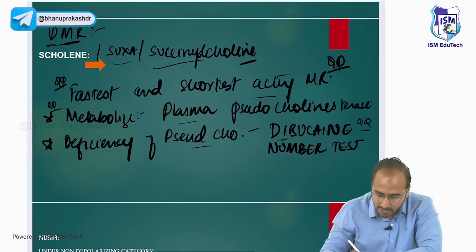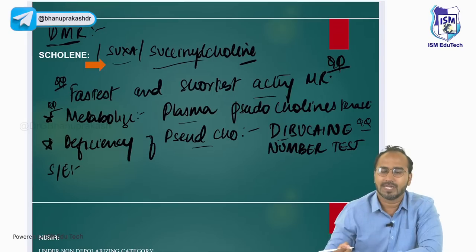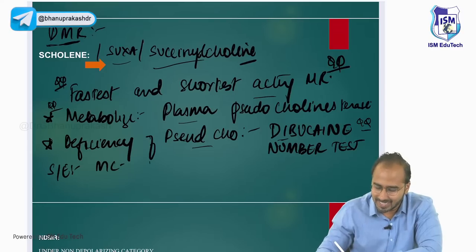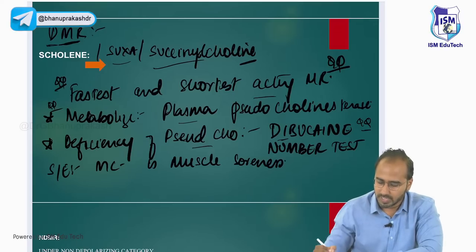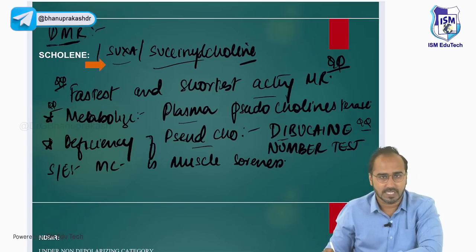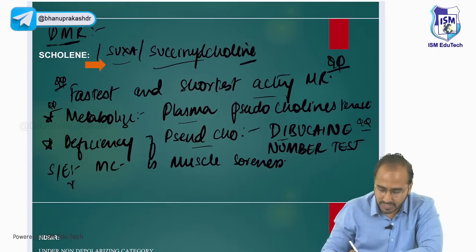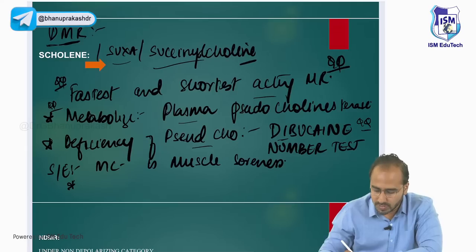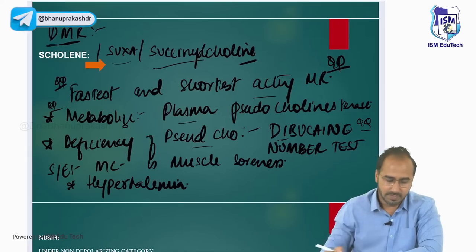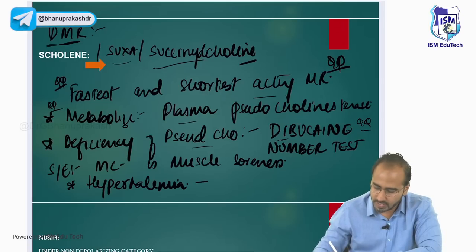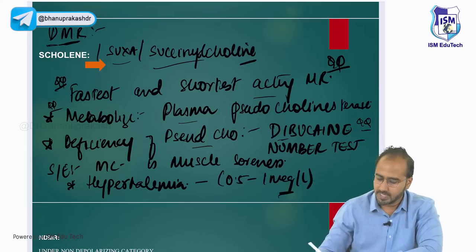Apart from that, we need to know about the side effects of succinylcholine. The most common side effect is muscle soreness. Apart from muscle soreness, another side effect is hyperkalemia. When you give succinylcholine to a patient, it increases the potassium by 0.5 to 1 milliequivalent per liter.